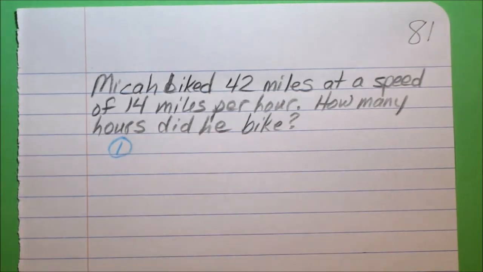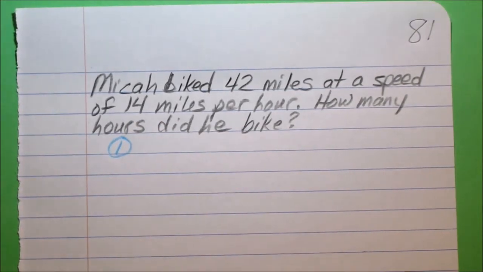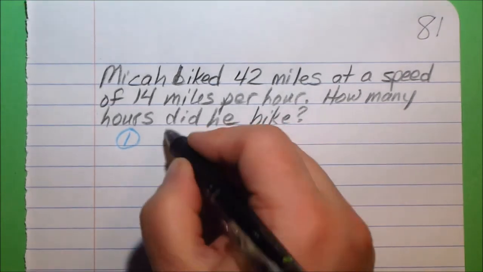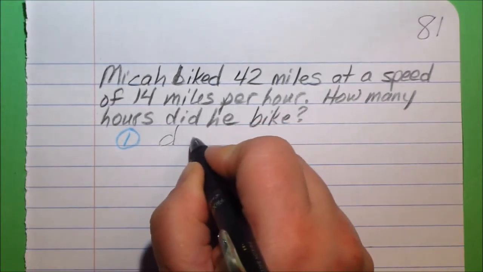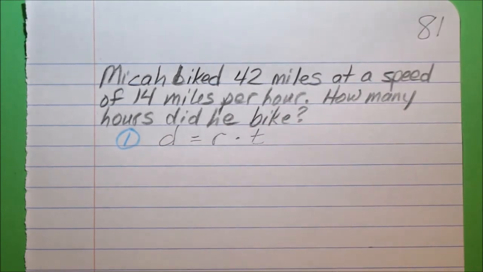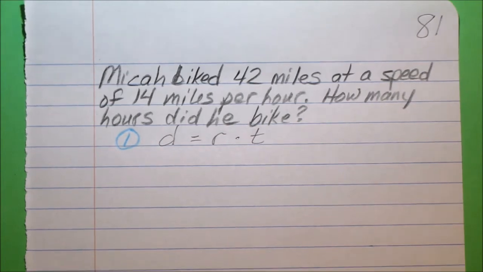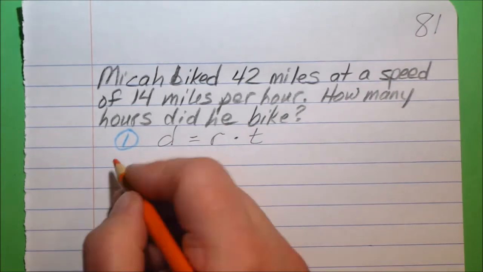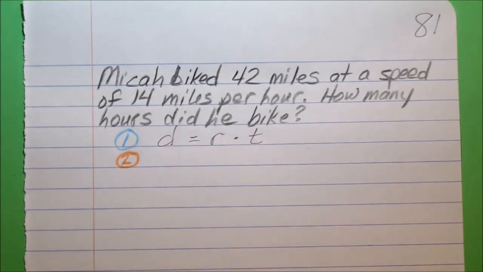What formula do we need for this problem? Well, this is definitely requiring the distance formula. So distance formula is D equals rate times time. D equals RT. All right, so next step is to plug in known values. Step 2.